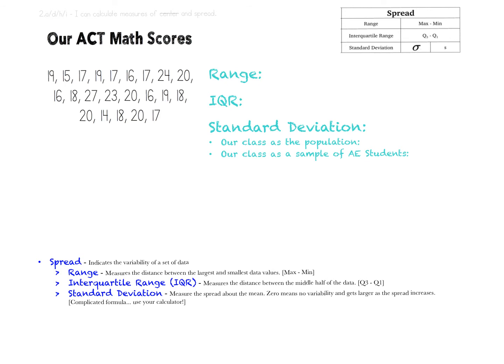All right, so now we're going to talk about measures of spread. So we talked about the middle of the data. Now we're going to talk about how far apart is the data, how much does it vary. So spread indicates the variability in a set of data. So we're going to start with the range.